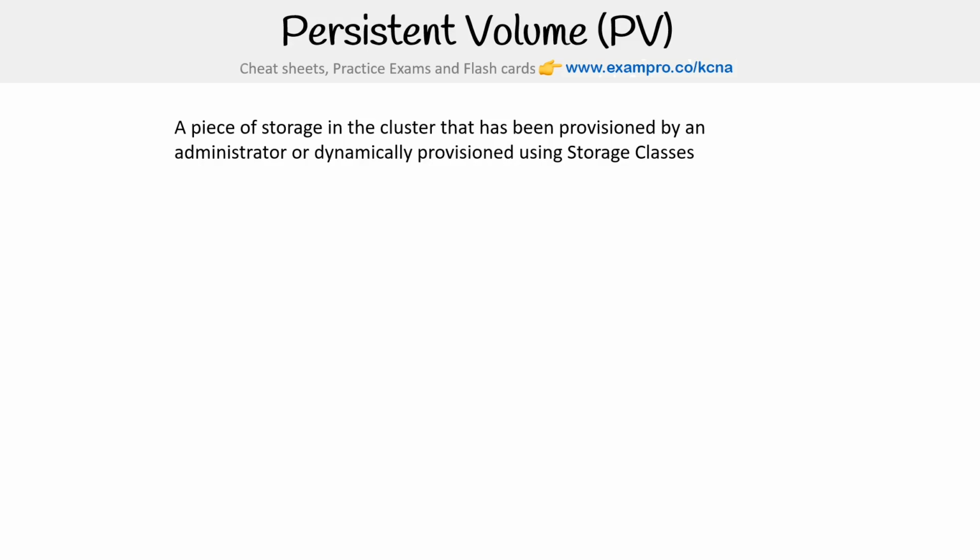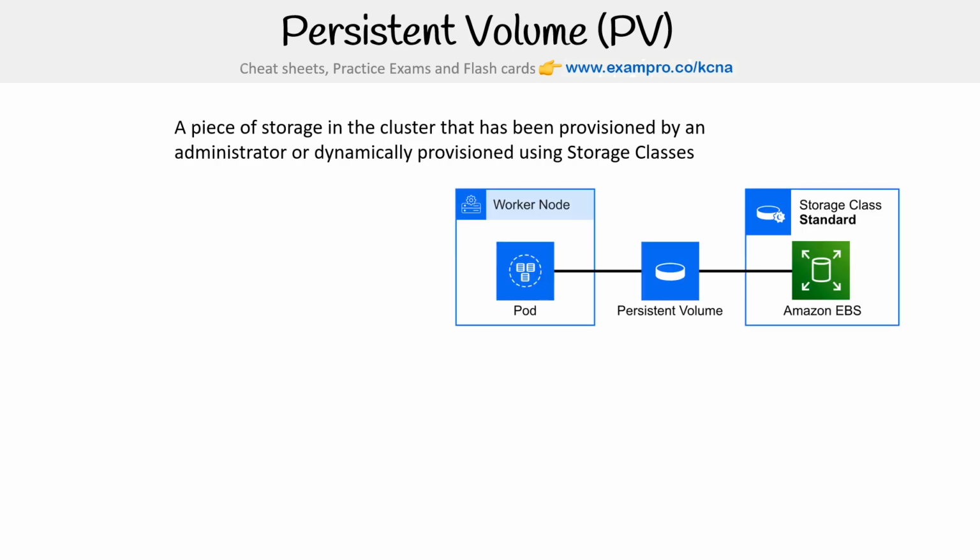So a persistent volume, or PV, is a piece of storage in the cluster that has been provisioned by an administrator or dynamically provisioned using storage classes. So here is my diagram. And a PV is similar to a node in that it's a cluster resource, okay? So a persistent volume does not reside within a node or a pod.